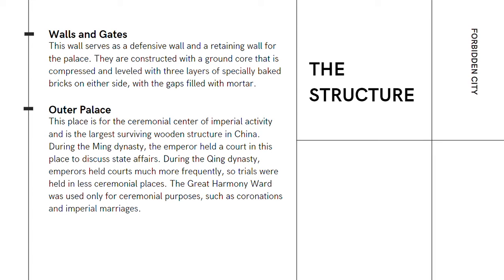Outer palace. This is the ceremonial center of imperial activity and is the largest surviving wooden structure in China. During the Ming Dynasty, the emperor held court in this place to discuss state affairs. During the Qing Dynasty, emperors held court much more frequently, so trials were held in a ceremonial place. The Hall of Supreme Harmony was used only for ceremonial purposes, such as coronations and imperial marriages.